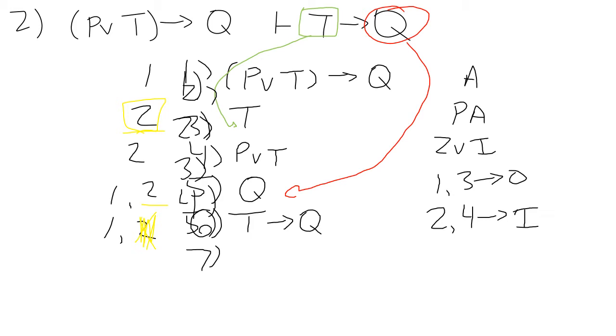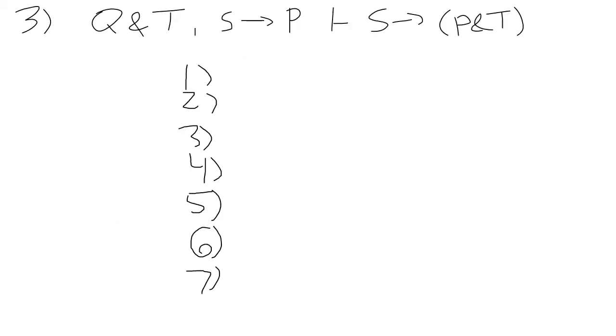But this is our second proof. Moving on to 3, we've got our 2 premises. We've got Q and T, and we've got S arrow P.